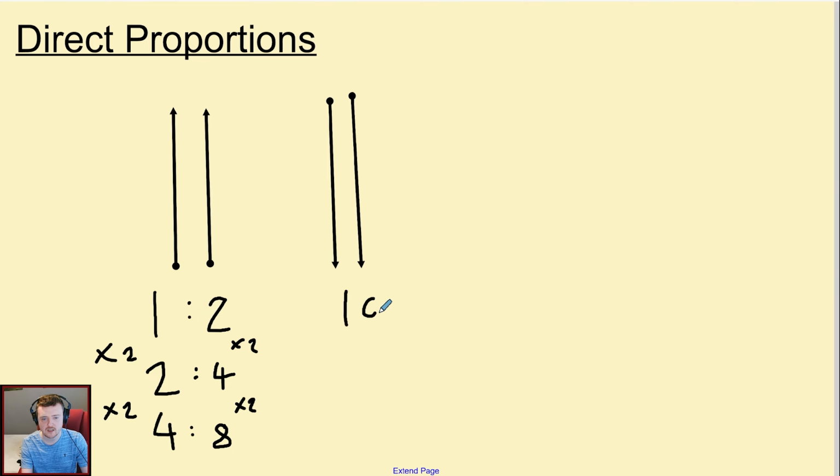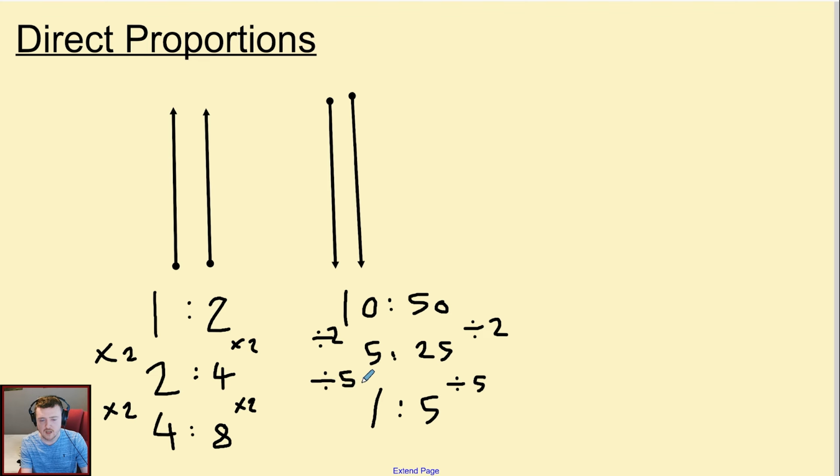Likewise, I could say, okay, this is 10 to 50, let's say. So that makes 5 to 25, which makes 1 to 5. This was divided by 2. This was divided by 2. Then this was divided by 5. And this was divided by 5. And this is still in proportion. It doesn't matter that these two numbers are different, as long as they're the same on both sides.